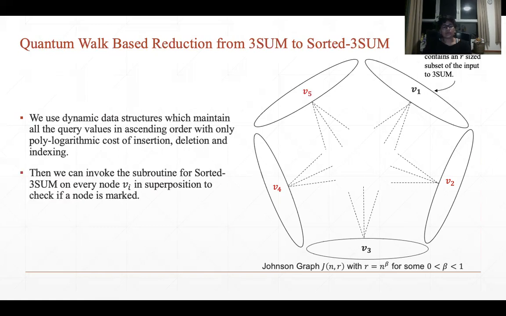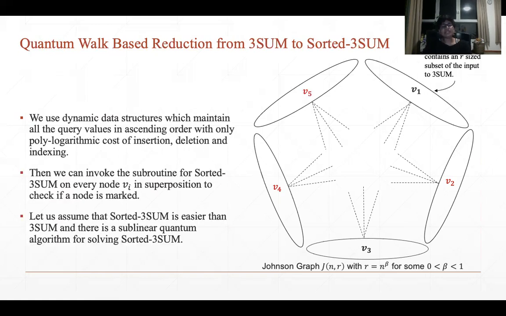Now, let's assume that sorted threesome is easier than threesome. And what do I mean by easier? Till now we saw that, at least we believe, threesome doesn't have a sublinear quantum time algorithm. But let's say sorted threesome is easier, and let's say sorted threesome has a sublinear quantum time algorithm.